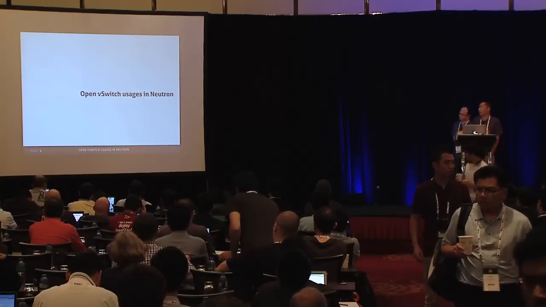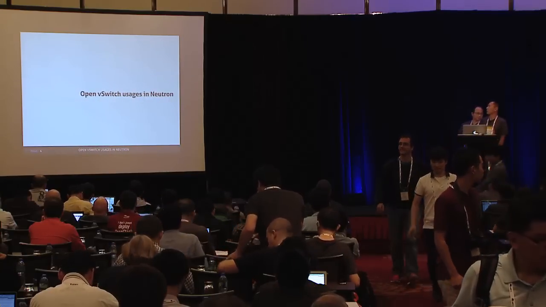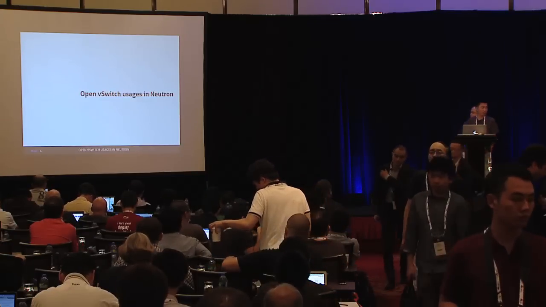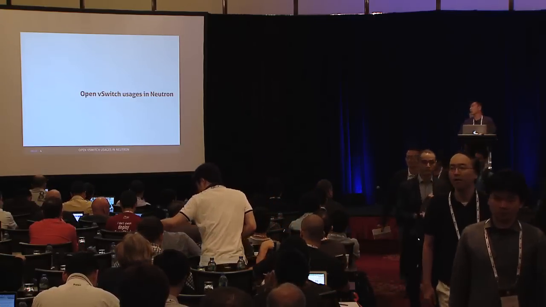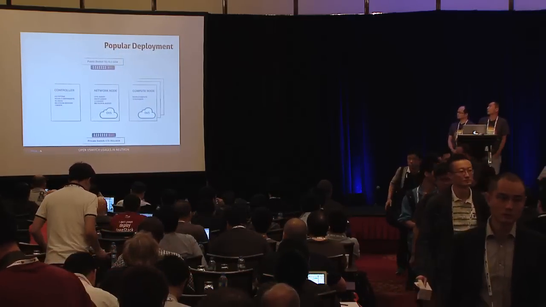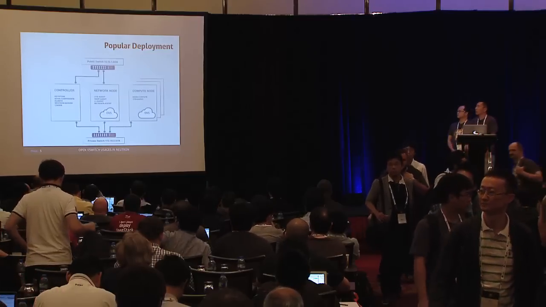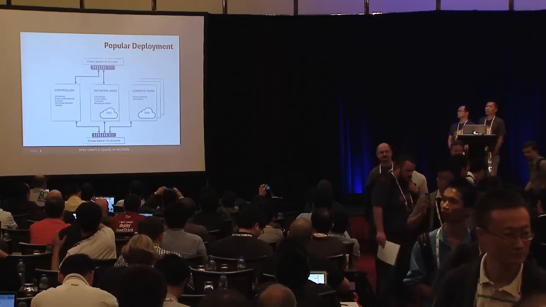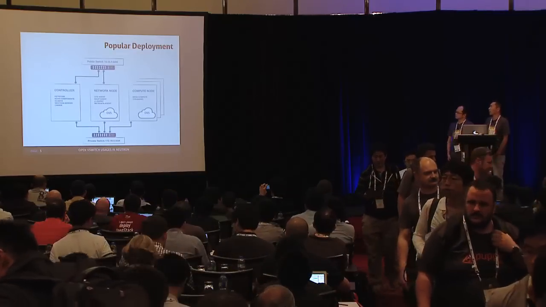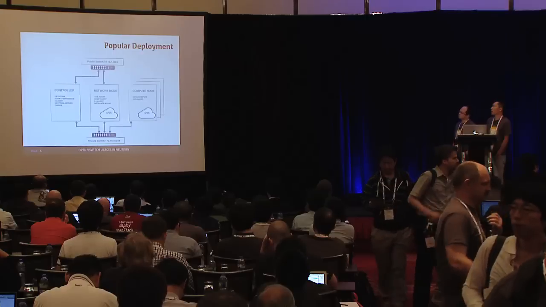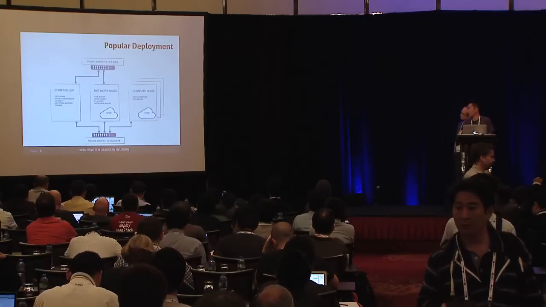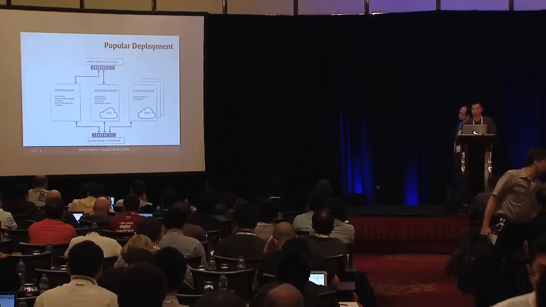Okay, first, we are going through OpenvSwitch usage in Neutron. As we may already know, in a popular OpenStack deployment we usually have two networks, one private network for VMs communicating with each other, and the public network that helps VMs access the outside.